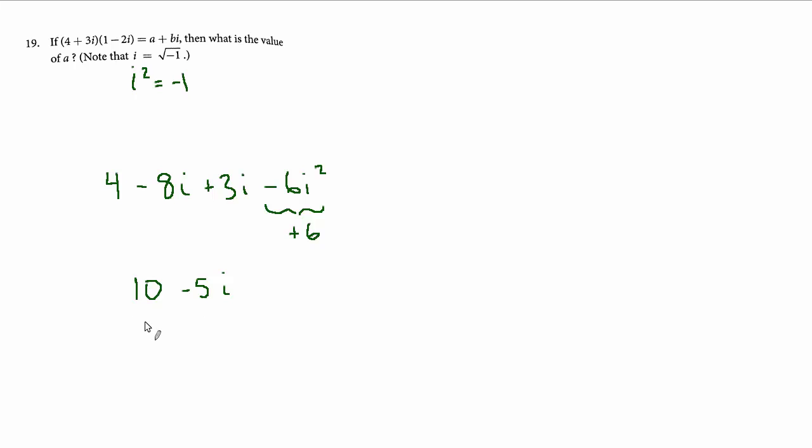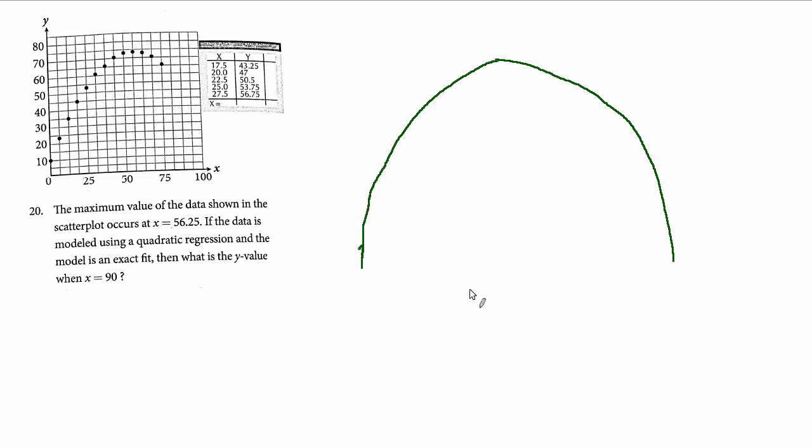And that, if that's fitting in the format of a plus bi, and they want to know what's the value of a, then a is 10. 20. The maximum value of the data shown in the scatter plot occurs at x equals 56.25. If the data is modeled using a quadratic regression and the model is an exact fit, then what is the y value when x equals 90?